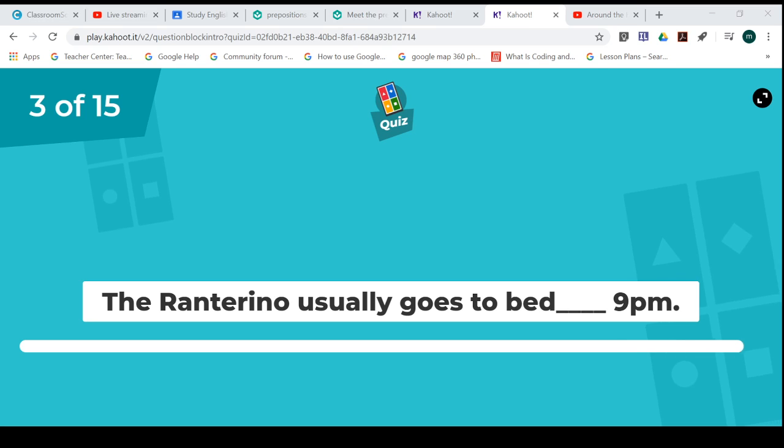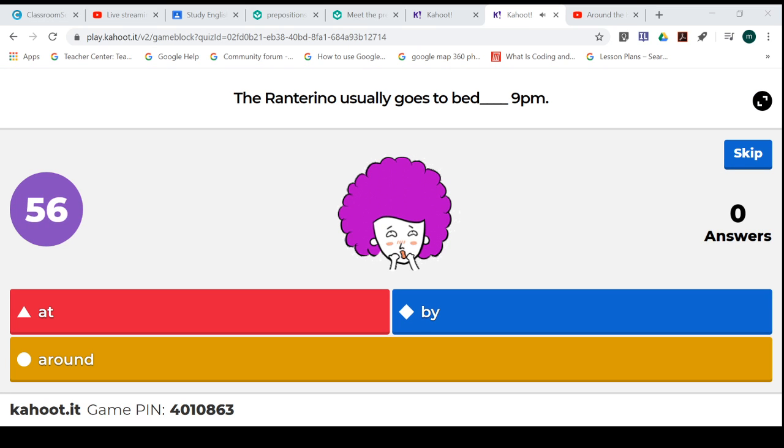Okay, the Ranterino usually goes to bed. Time. So, he usually goes to bed at 9 p.m., around 9 p.m., or by 9 p.m. Well, is this question a little bit difficult, or is it actually completely super easy? So, preposition of time, but which one?